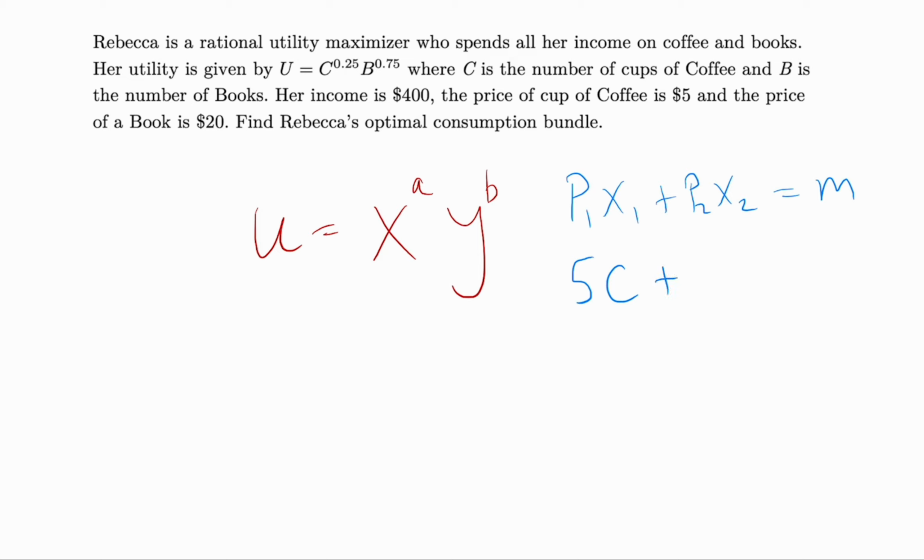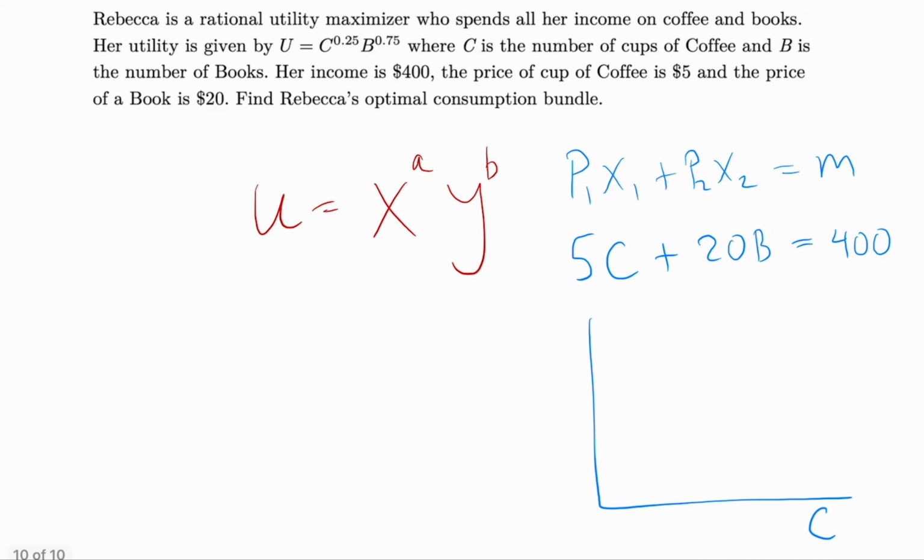Plus, for books, it's $20 each. So $20 times the number of books that you've bought, B, that's how many dollars you've spent on books. If you add them up, that's how much total money you have to spend. And if your income is $400, assuming you have to spend it all, there's no such thing as savings in this world, that needs to add up to $400. So this is a budget constraint. And if you graph this budget constraint, it looks something like this, where this is the number of cups of coffee you can buy, and this is the number of books you can buy.